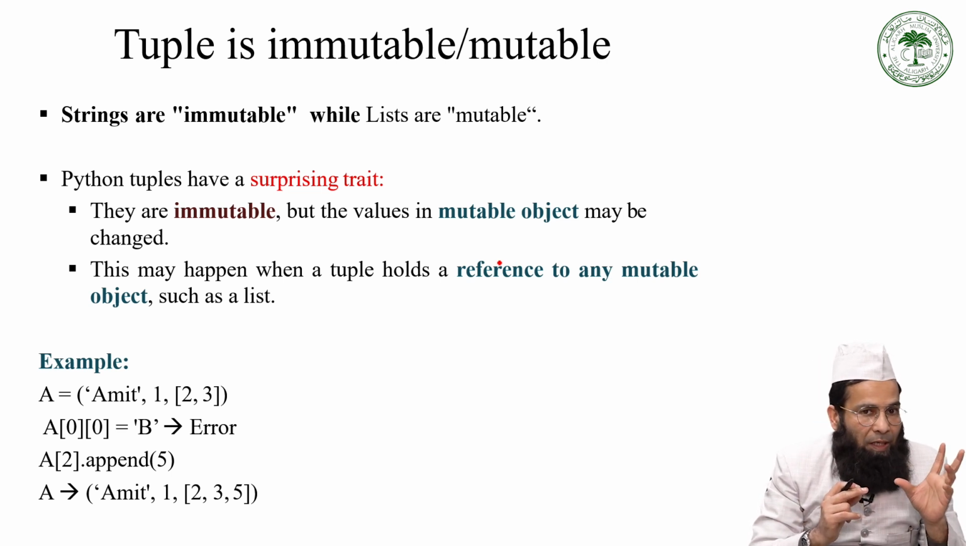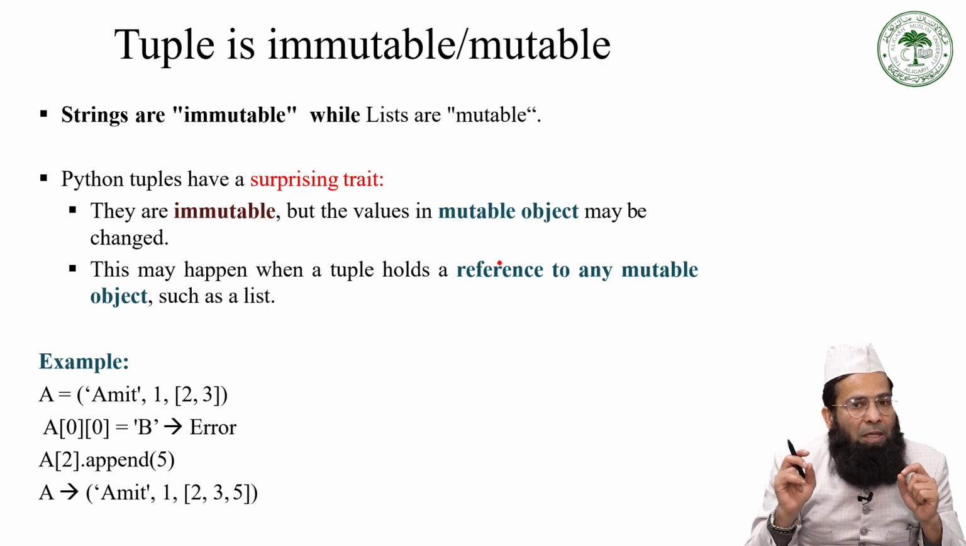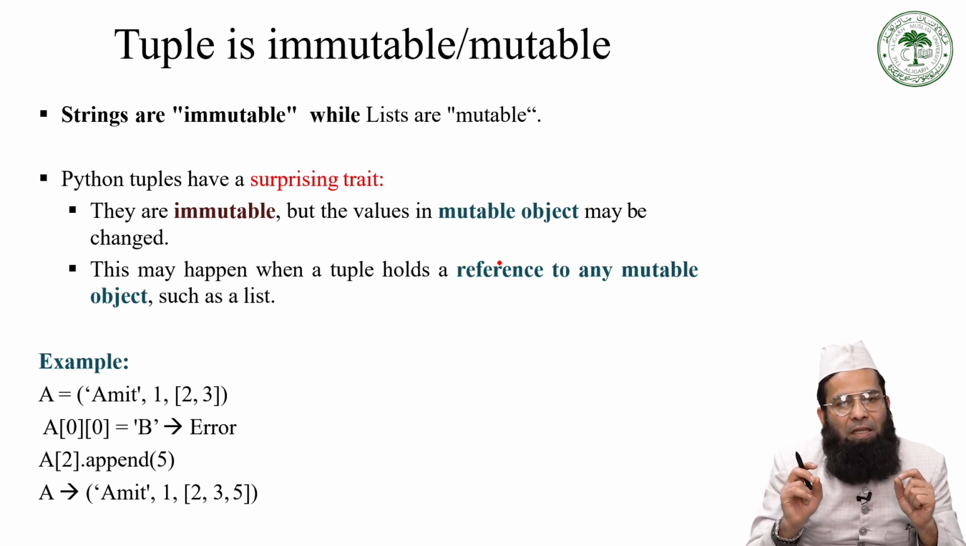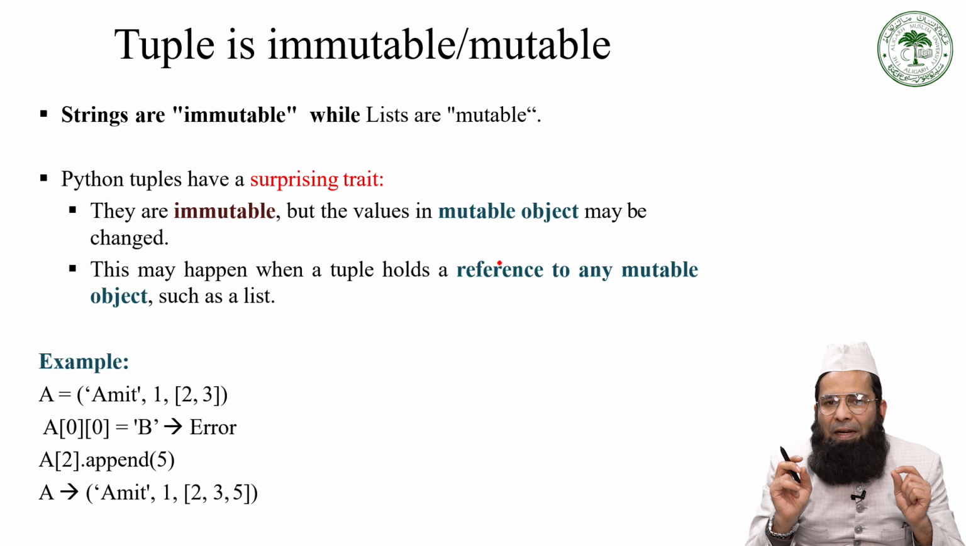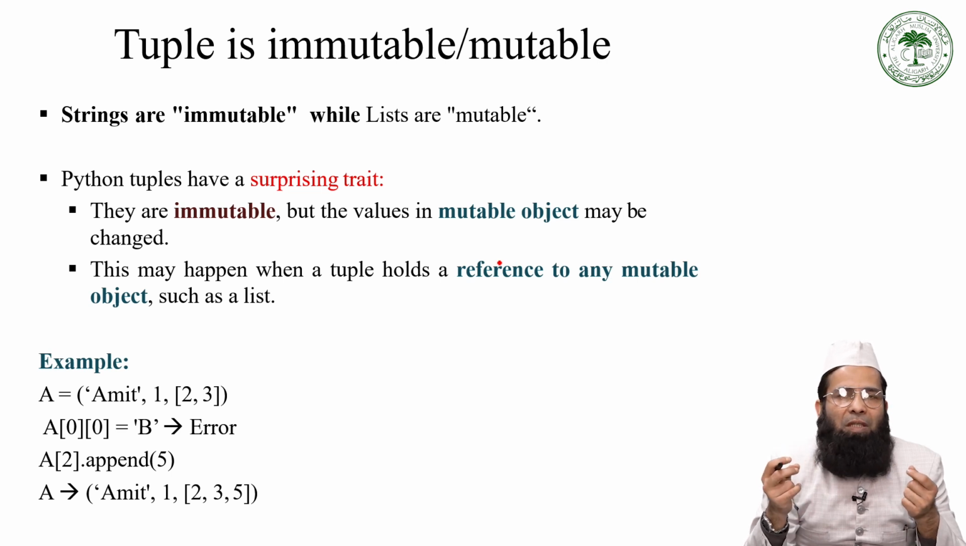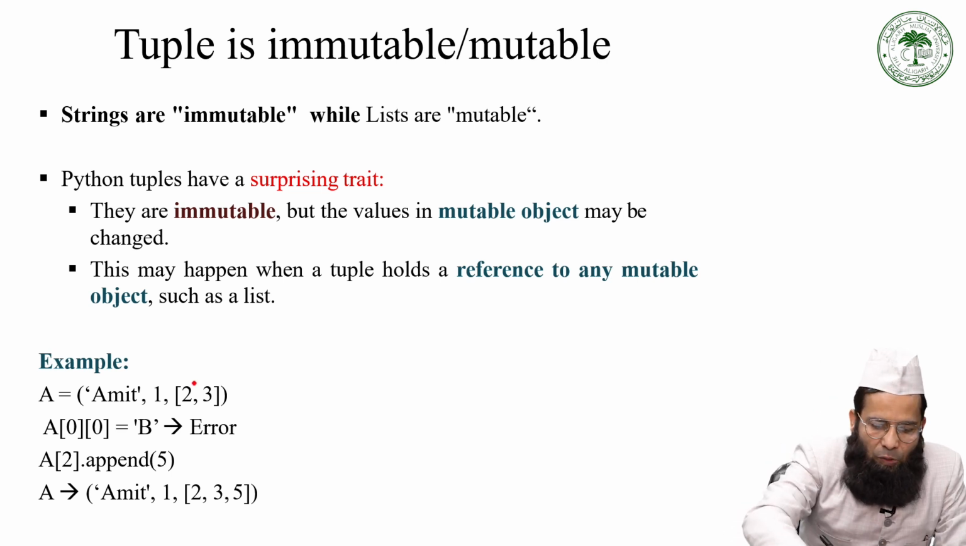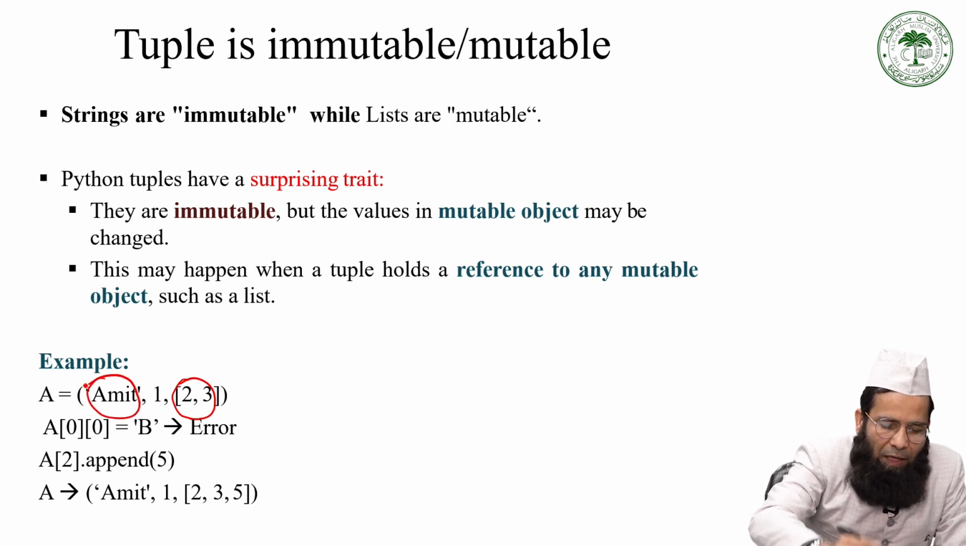So, a point to be noted here: the values in the mutable object may be changed. It means if you have a list as a member of the tuple, then this can be changed. This may happen when a tuple holds a reference to any mutable object such as a list, like in this case. So you can modify these values, but you cannot modify the individual element.